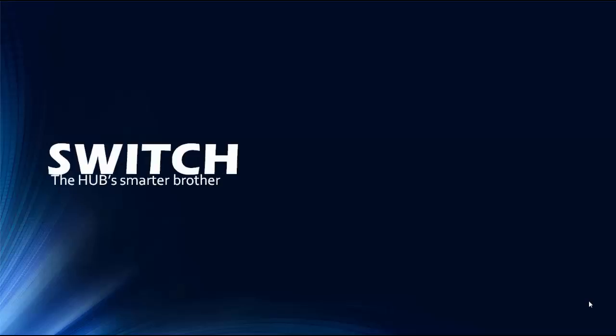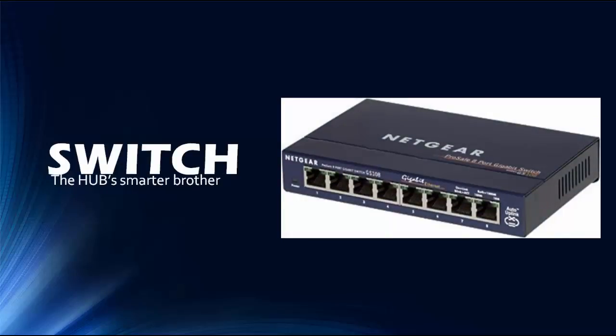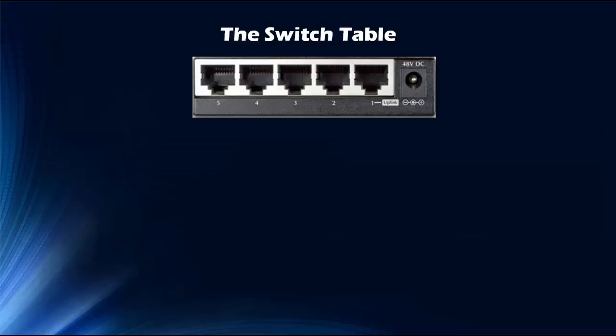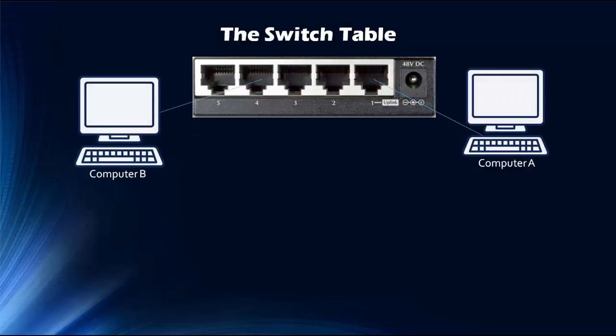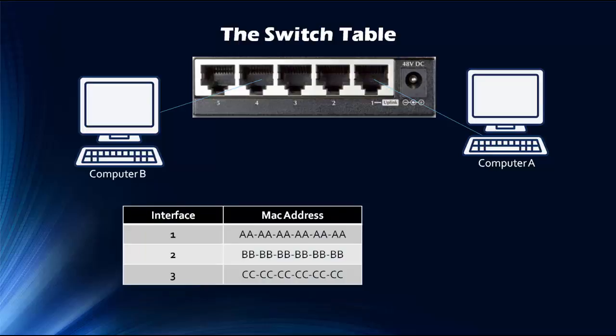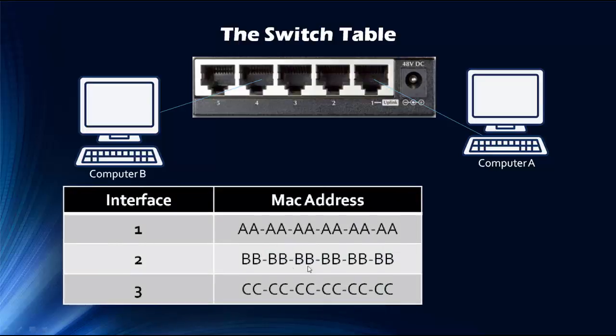Switch, the hub's smarter brother. Here you can see a picture of a switch by which we can connect many devices in a network. For example, we have plugged computer A into port number 1 and computer B into port number 4. Here, as you can see, computer A has a MAC address of 12A and computer B has a MAC address of 12B. All this information of MAC addresses is stored in a switch as a table that is called MAC table or CAM table. As I said previously, at the first time, the switch doesn't have any idea of where computer B is, or where computer A is, so it will just behave like a hub.